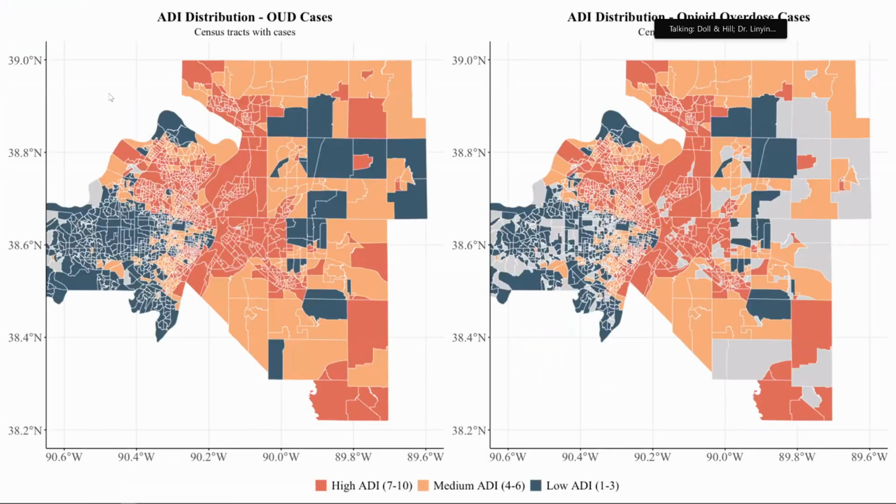One of the use cases that we have looked into is opioid use disorder and opioid overdose. We look across BJC healthcare at where our OUD and opioid overdose patients come from, and what the area deprivation index is of the census tracts that our patients live in.